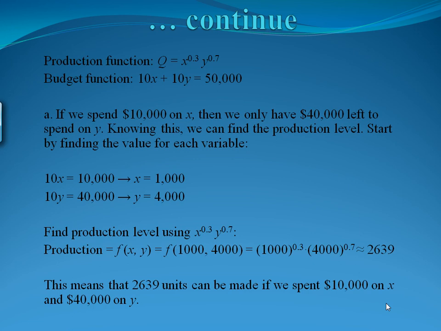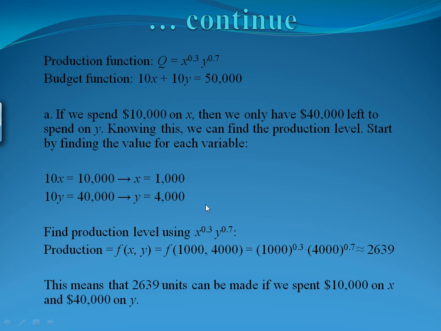If we spend $10,000 on X, then we have $40,000 left to spend on Y. Knowing this, we can find the production level. So we want to start by finding the value for each variable. If we're going to spend $10,000 on X, and in our equation that's represented by $10 times the number of units we produce X, that means we'll be producing 1,000 units of the raw material X. That leaves us with $40,000 to purchase Y. Well, it's $10 for each part of the raw material, which means we can buy 4,000 units of our raw material Y.